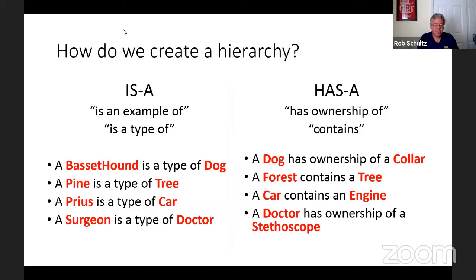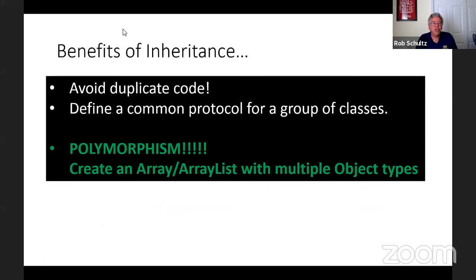So let's talk about some benefits. We've already talked about the two big ones. We can avoid duplicate code and we can define a common protocol for a group of classes. If I have a group of dog classes that all share common behavior, I can create a generic dog class, make every one of my breeds of dog an extension of the dog class, and then I can avoid duplicate code and I can share that behavior to all the dogs.